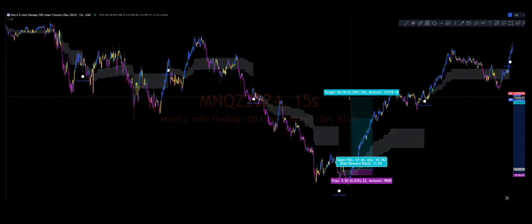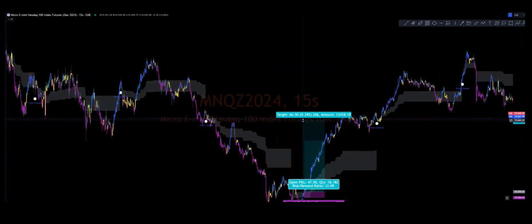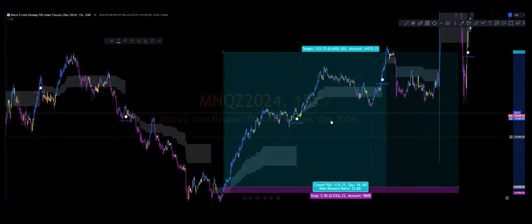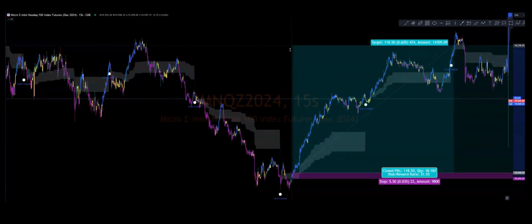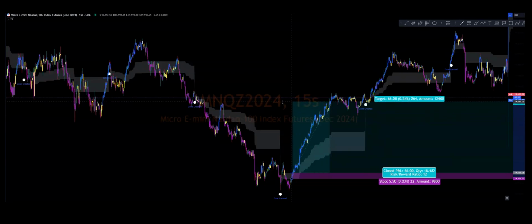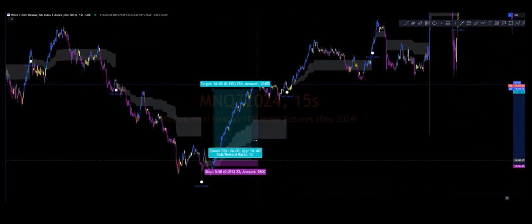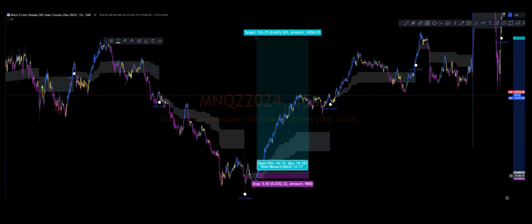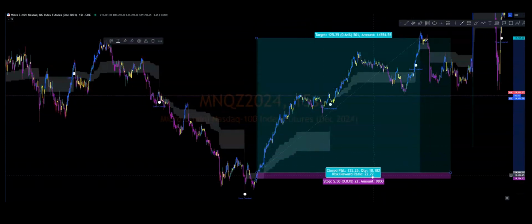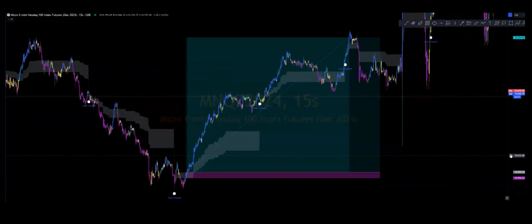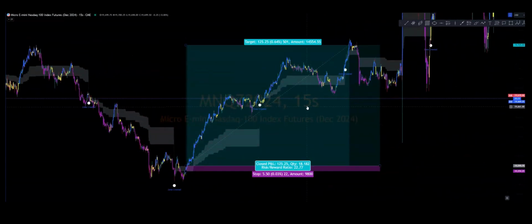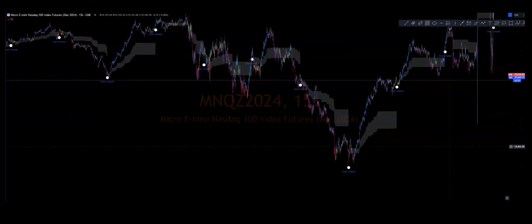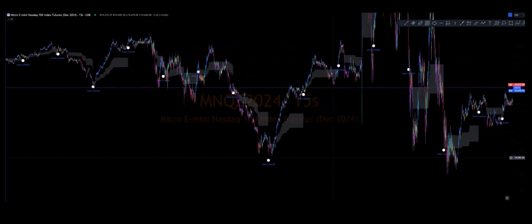Whatever you're comfortable doing, or if you just want to trail. I did go up to the high up here, and actually no, I got to this high, and then I scalped the rest of the way up. But you could have just gone to the high, and that would have been a 22.27 RR trade, 22 tick stop loss with a 501 tick win. And that is how you do what I call an RTS, return to supply.